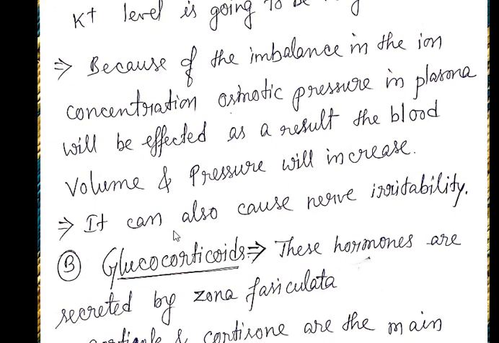Now, the glucocorticoids, these hormones are secreted by the second zone of the adrenal cortex, that is your zona fasciculata. Right. That is secreted by zona fasciculata. Now the examples of these hormones, the most important hormones, are cortisol, then cortisone. These are the examples of glucocorticoids, right?